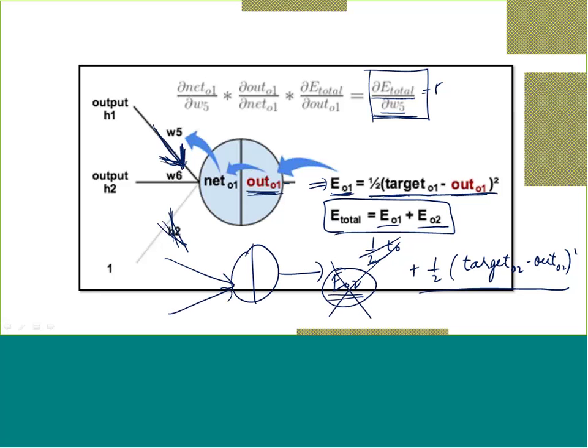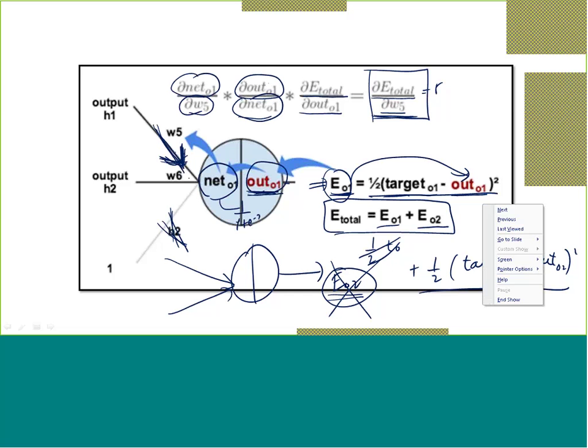E01 is a function of out O1, so I need to differentiate E total with out O1. Then out O1 is the resultant of net O1, which we transform through a sigmoid function. So I want to differentiate out O1 with net O1, because a change in out O1 results from a change in net O1. Finally, net O1 is affected by W5. So this is the chain rule.